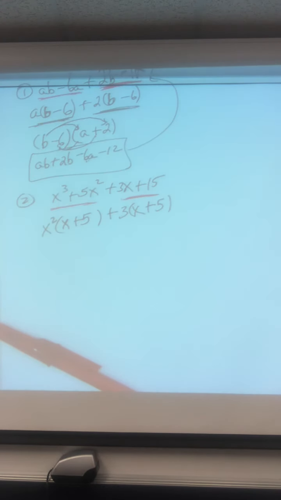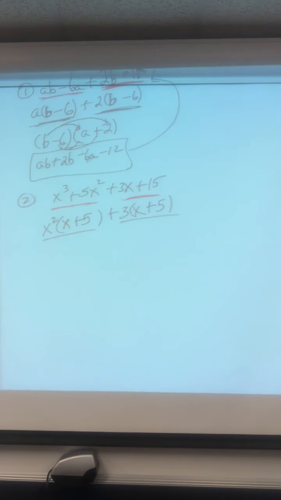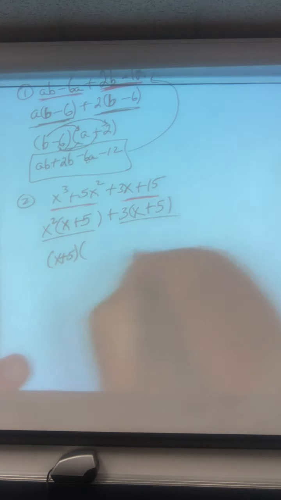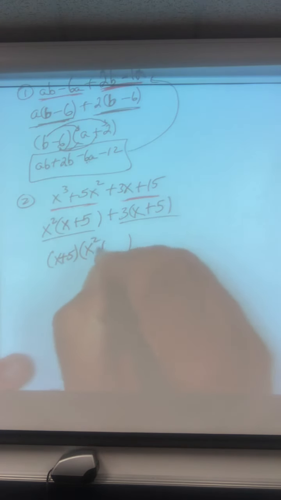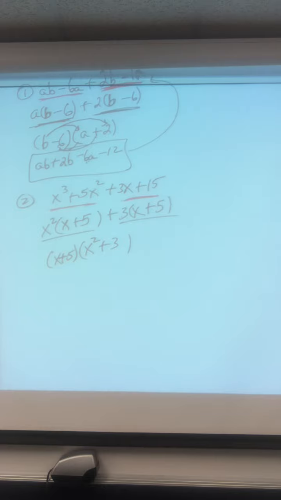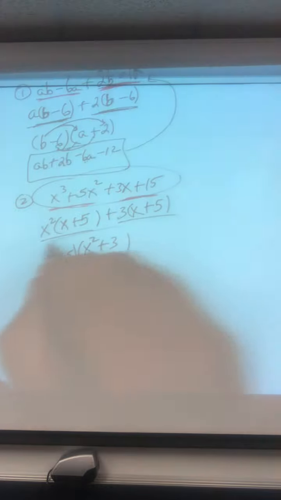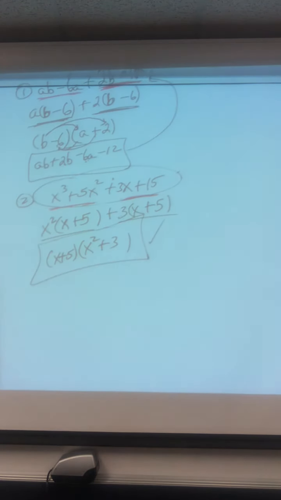Now step 3. Do we have a binomial in this term that is also in this term? Yes. What is that binomial? X plus 5. So if I bring out the x plus 5, if you divide that into the first term, you're just left with x squared. Plus, and if you divide x plus 5 into the second term, you're left with 3. So can I multiply two things together to get this? Yes, these two things. So when I say factor this polynomial, this is that polynomial in factored form. All right?